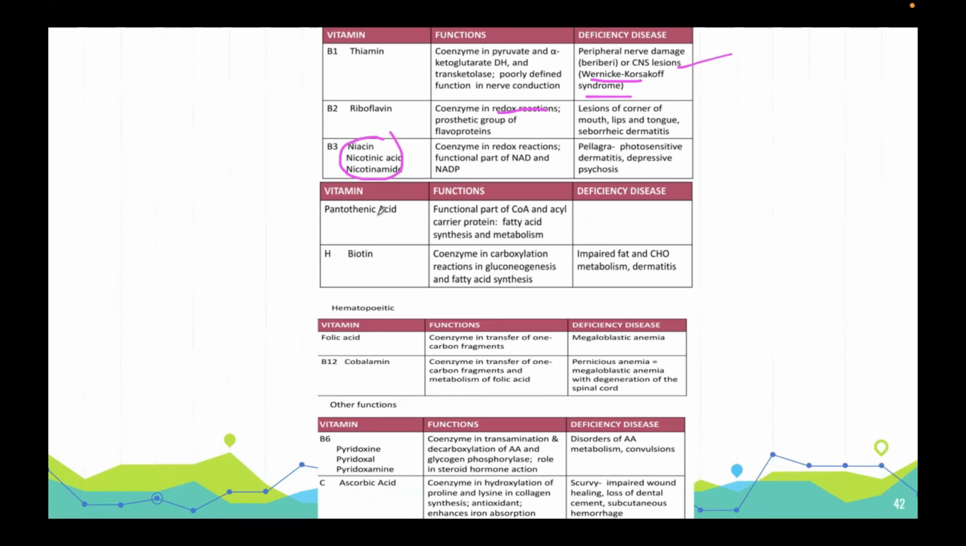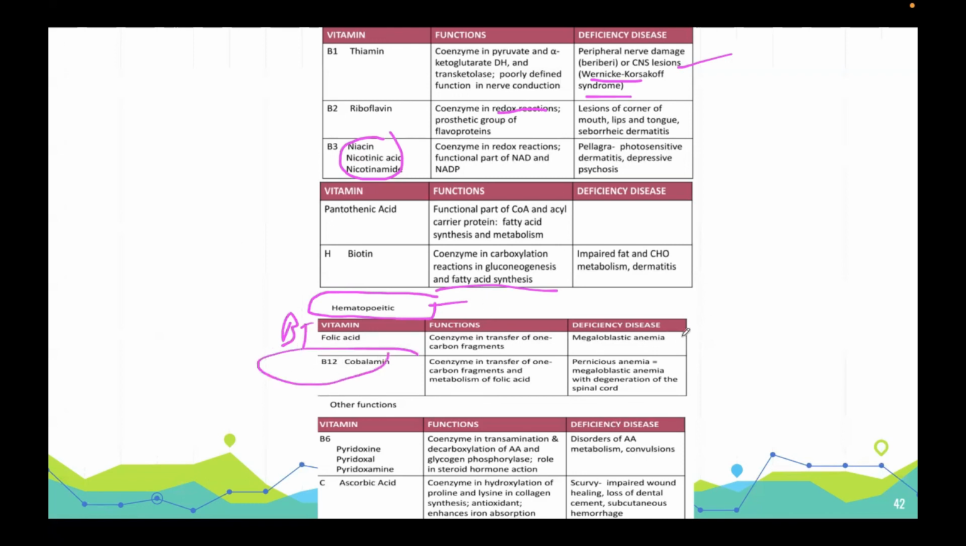Okay, vitamin B5, or pantothenic acid, can be found in all food sources. Whatever food you mention, go ahead. And these are its functions. Next, biotin, or vitamin H, is a coenzyme in the carboxylation reactions of gluconeogenesis and fatty acid synthesis. Next, when we move to the hematopoietic part, there are only two. When the hematopoietic stem cell is affected, we have vitamin B9, which is folic acid, and B12, which is cobalamin.